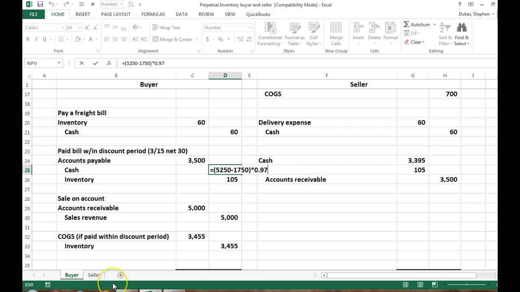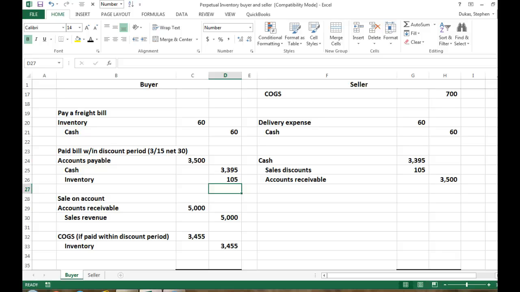Cash is going to be equal to the 3,500, which is the difference between 5,250 and 1,750, times 97%. In other words, they have to pay 3% less, or 97% of the 3,500. And then we're going to reduce the amount that we actually have in our inventory account by the amount of the discount. In this case, 3% of 3,500, that's 105.